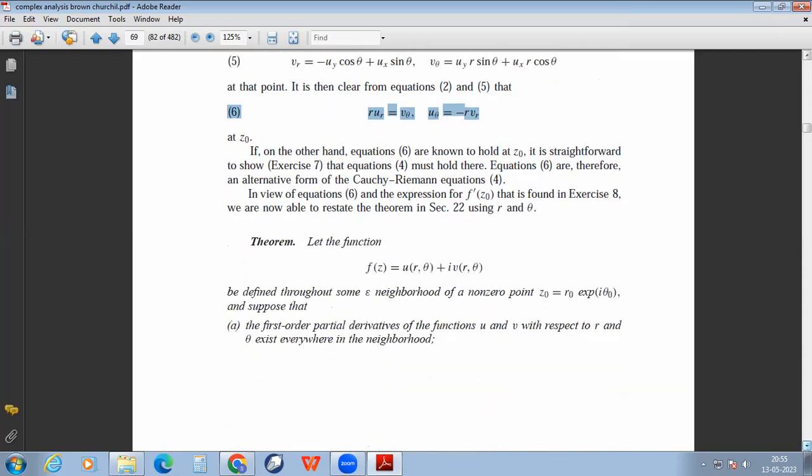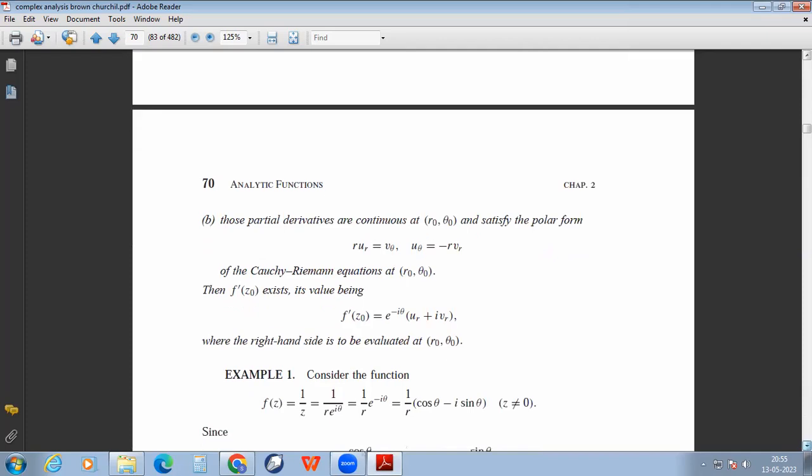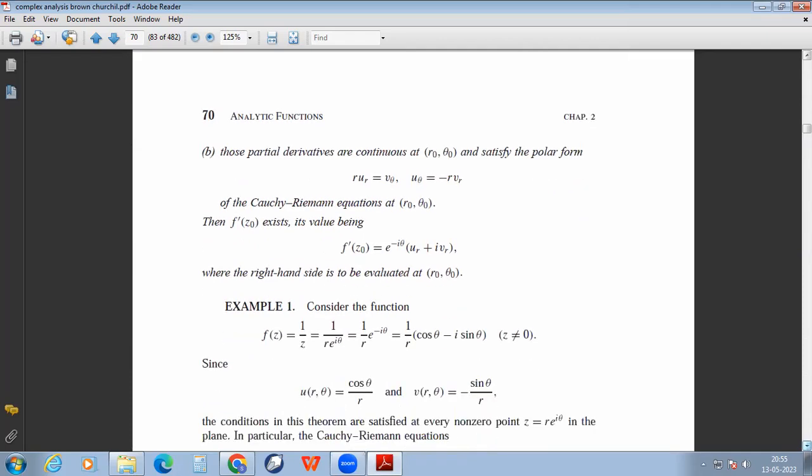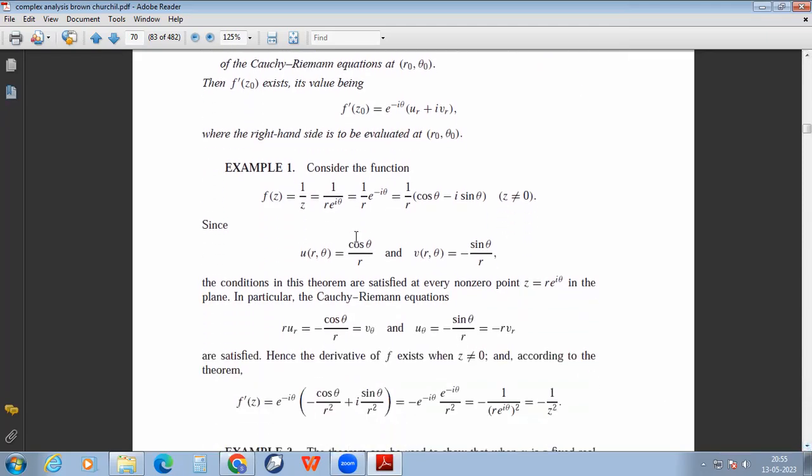Okay, so if the things are given in terms of polar coordinates, you go with polar equations. That will be an easy thing for us. So you can see over here, the function given is f of z equal to 1 by z. If you wish to use polar coordinates, you can write z as what? r e raised to i theta.